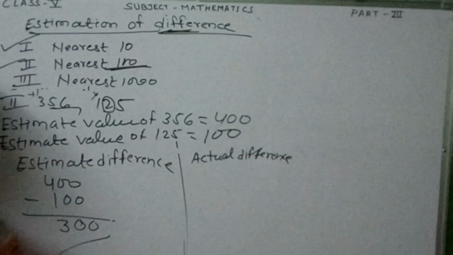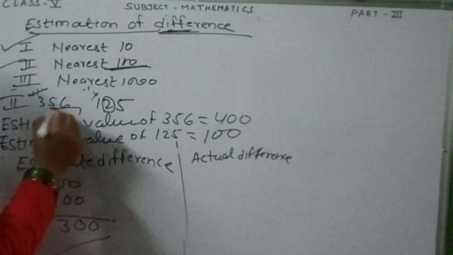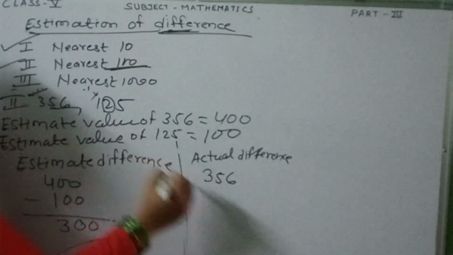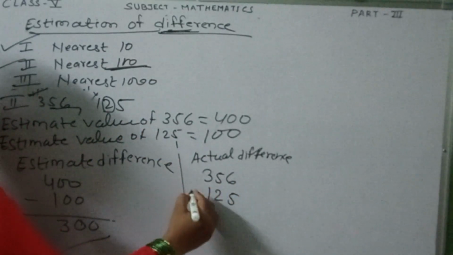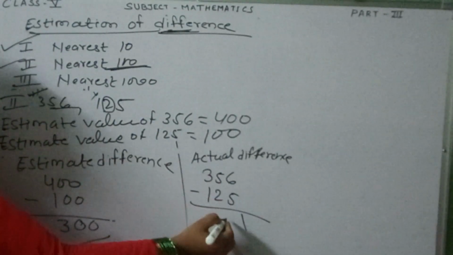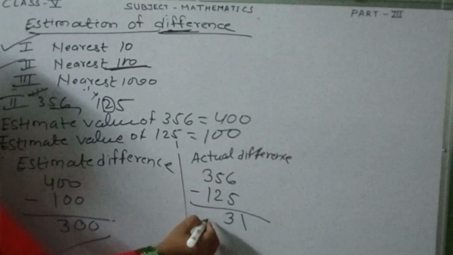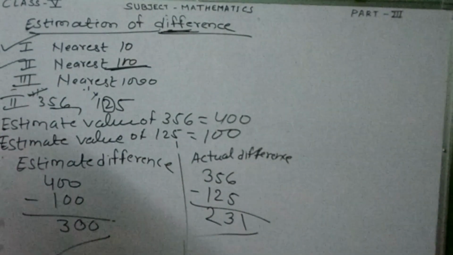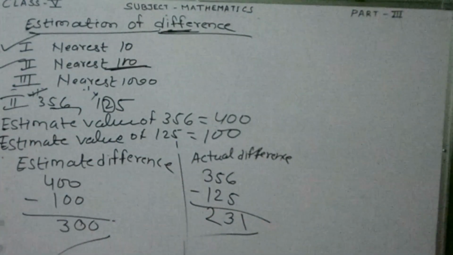Okay, actual difference. At that time you have to write the actual numbers. What are the actual numbers? 356, and the next one is 125. Subtract the numbers. 6 minus 5, 1. 5 minus 2, 3. And 3 minus 1, 2. That is your actual difference, and this one is the estimate difference.